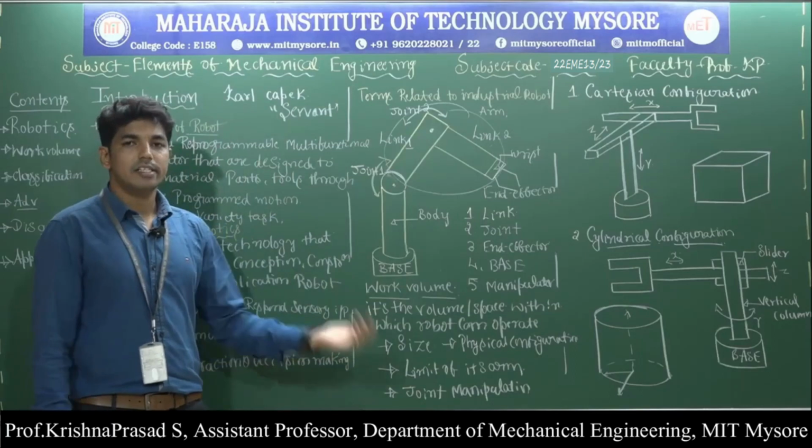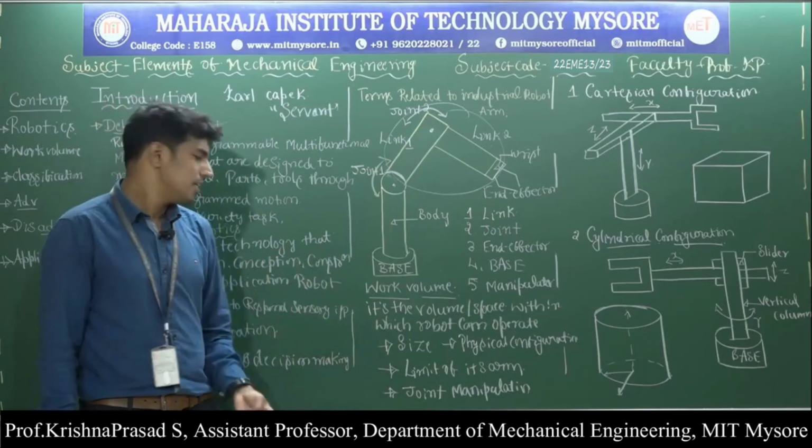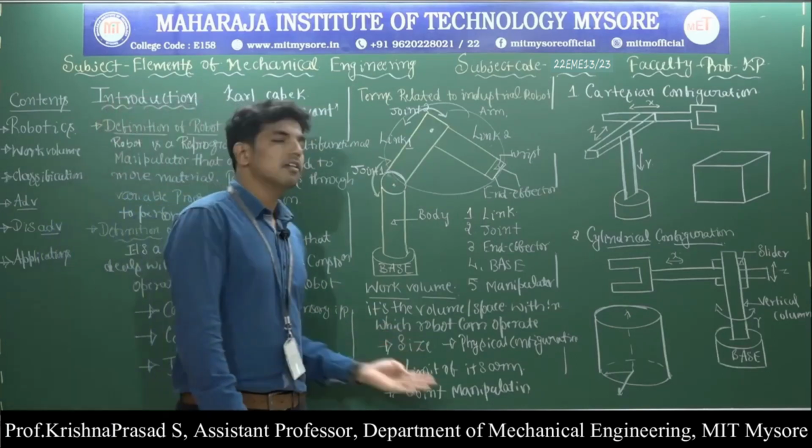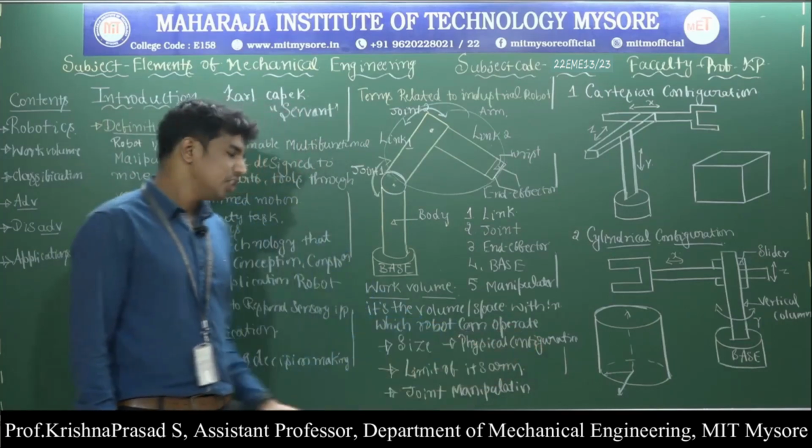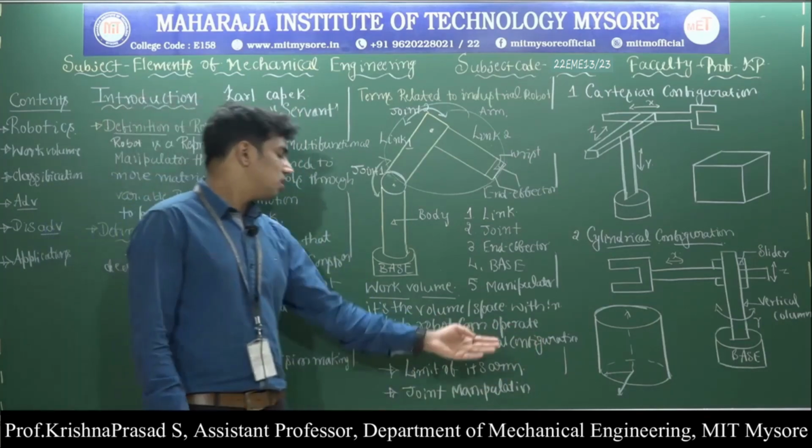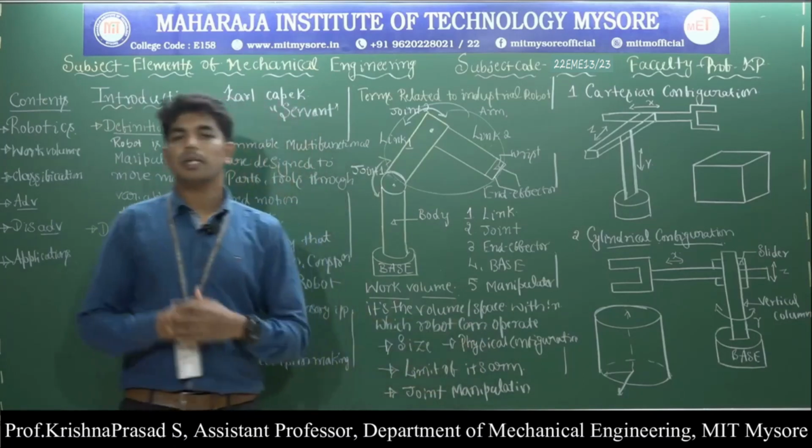And the work volume of any industrial robot mainly depends upon four parameters. First one, it's called size. Second one, it is called physical configuration. Third one, it is called limit of its arm. Fourth one, it is called joint manipulation.